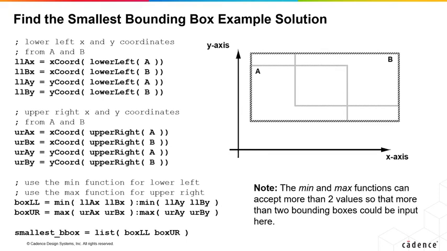And then for the upper right coordinate, we use the max. So again, we'll pass in, for example, the upper right x coordinates for A and B, and then it will return the maximum or largest value. And then finally, with those 2 resulting coordinates, box LL and box UR, we can create our new smallest bounding box coordinate list there in the final line.